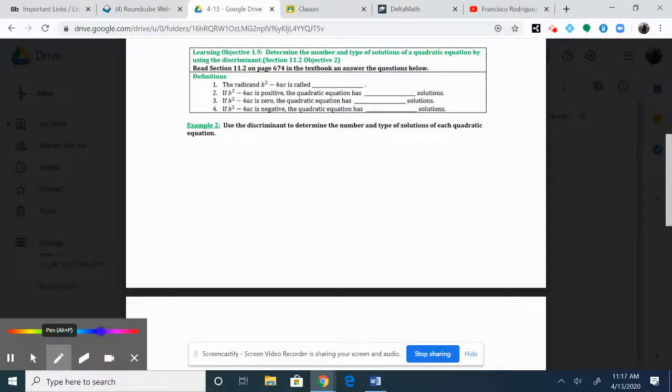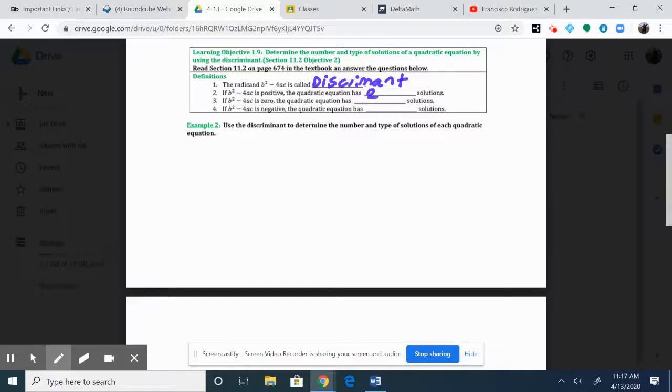Okay, so in this box right here, it tells us that the radicand, b squared minus 4ac, is what we call the discriminant. So that's your formula for your discriminant. Now the discriminant tells us how many solutions a quadratic equation is going to have. A quadratic equation that has a positive discriminant is going to have two solutions.